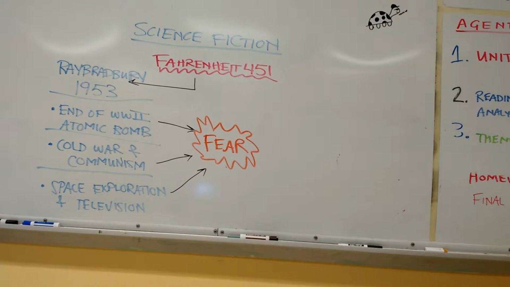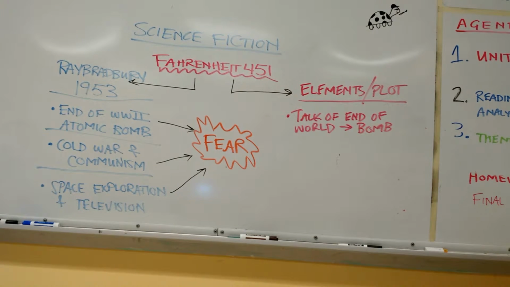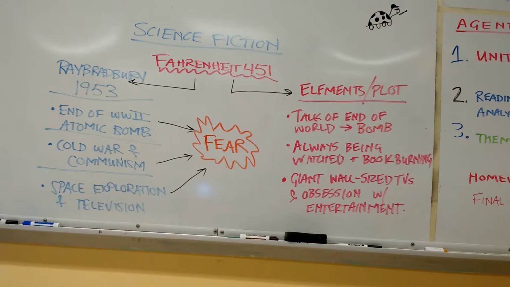Here's Ray Bradbury in the early 1950s writing in a world filled with fear. So he includes plot points and elements reflecting this fear. And what are those? Well, constant talk of warplanes and a possible world-ending war, a paranoia of Big Brother watching and not allowing free thought, and finally, distance relationships because of televised entertainment. So there's my theory.